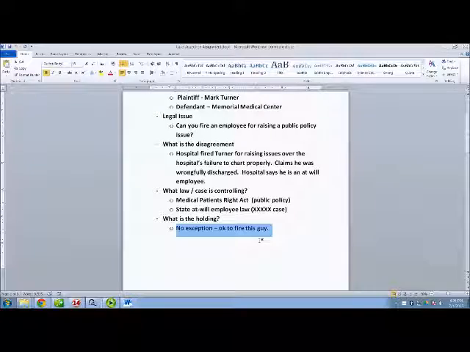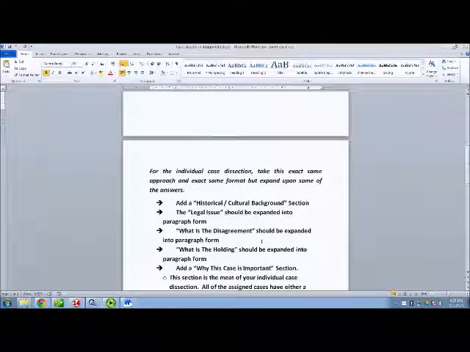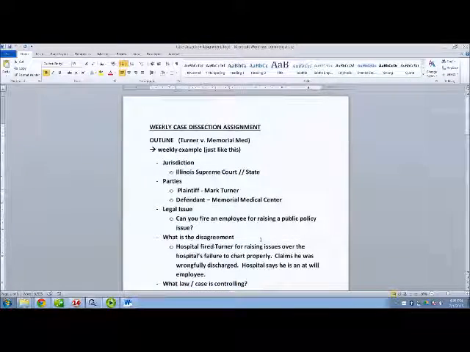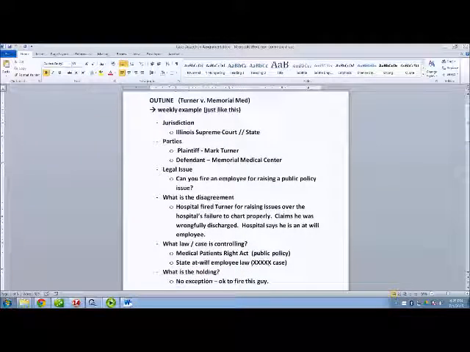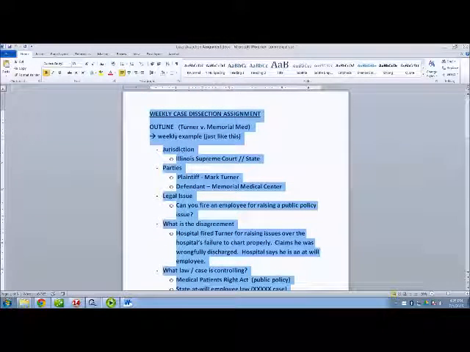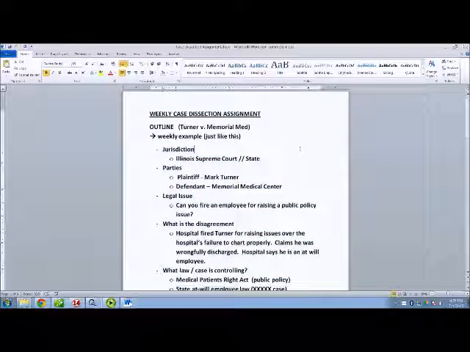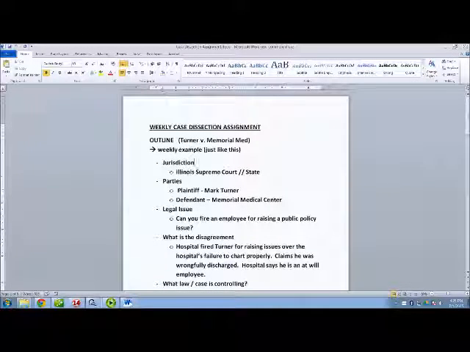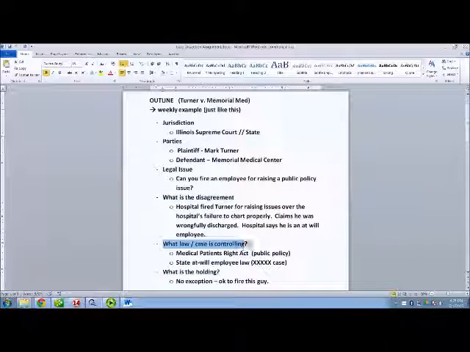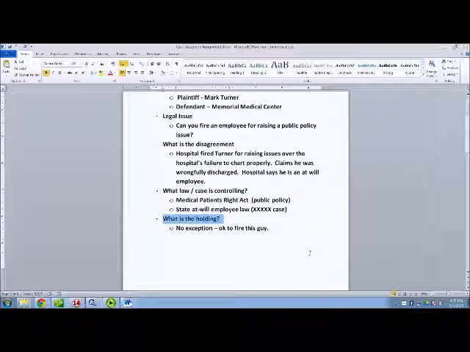Now this is just the format, right? If you take these questions right here, you should probably copy and paste this or base your weekly dissection on this outline. So every week, when you do a weekly case dissection, you're going to give me the name of the case, tell me the jurisdiction, tell me the parties, tell me the legal issue, tell me what's the disagreement, what law is controlling, and tell me the holding.